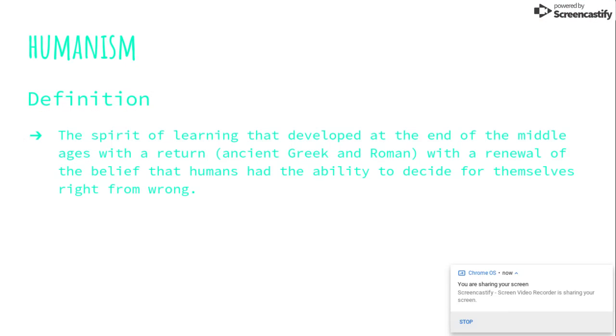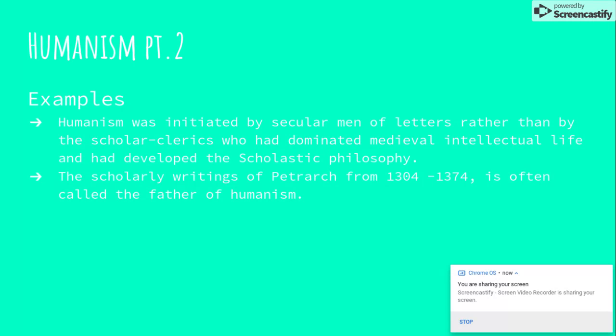Humanism was initiated by secular men of letters rather than by the scholar clerics who had dominated medieval intellectual life and had developed the scholastic philosophy. The scholarly writings of Petrarch, from 1304 to 1374, are often credited as the father of humanism.